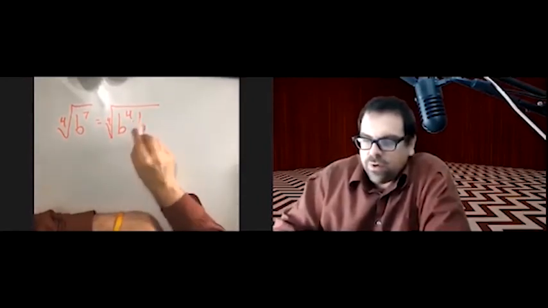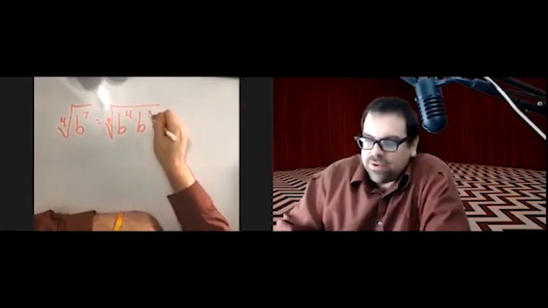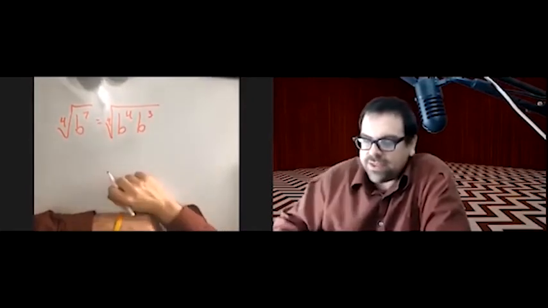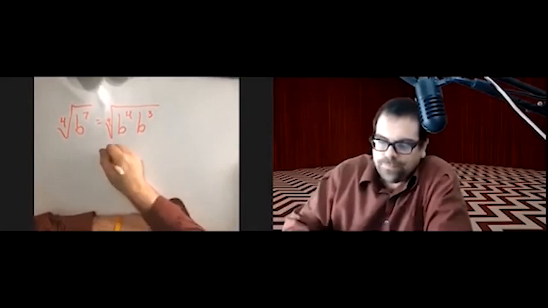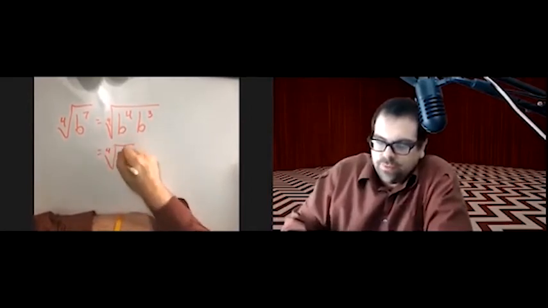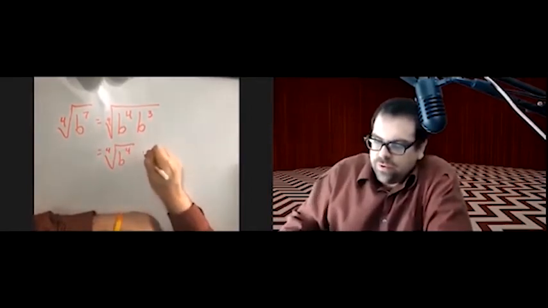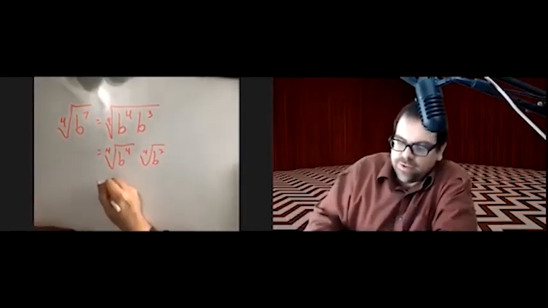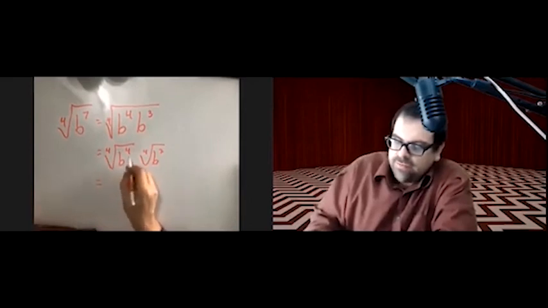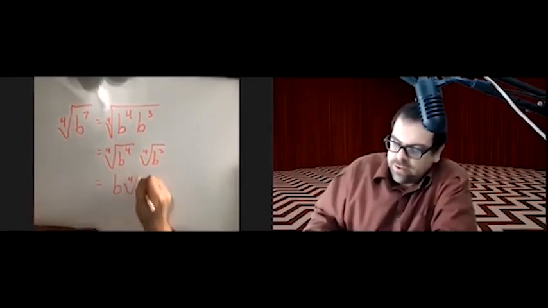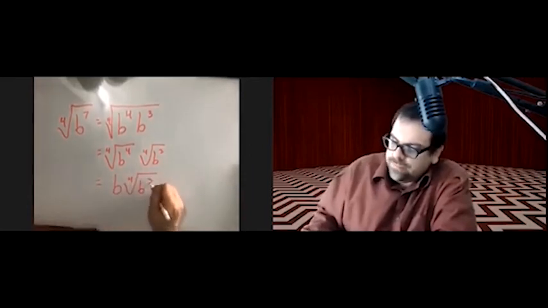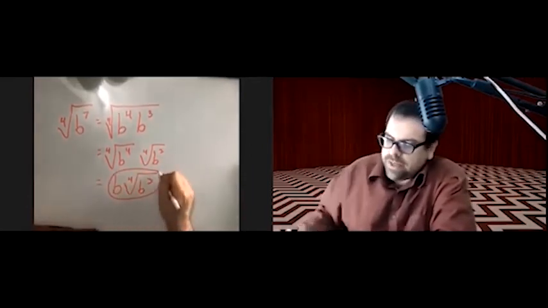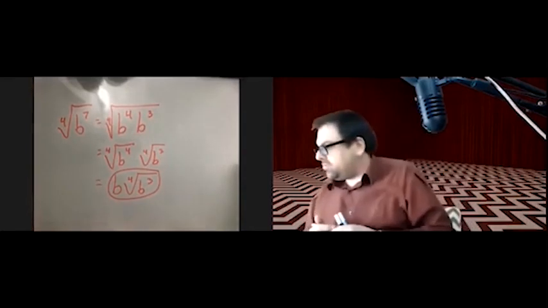Fourth root of, we're adding the exponents. So 4 plus 3 is 7. Fourth root of b to the fourth times the fourth root of b cubed. Nothing we can do with the second thing, but fourth power, fourth root cancel out. B times the fourth root of b cubed.